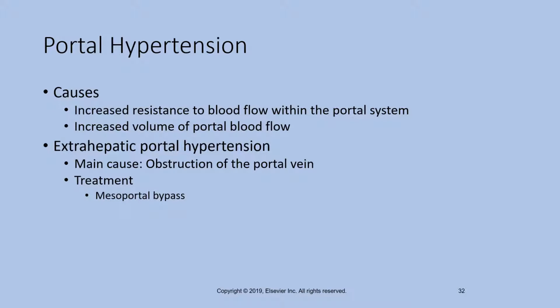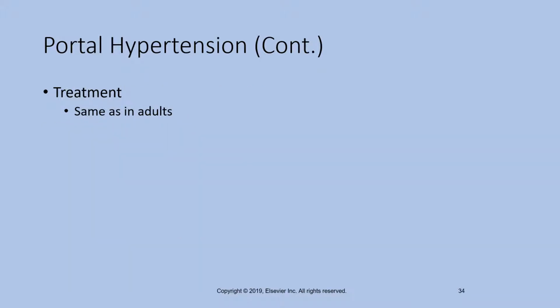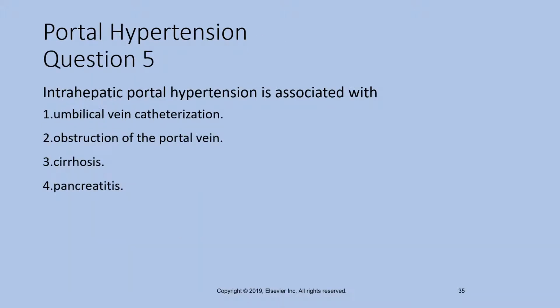Portal hypertension causes increased resistance of blood flow within the portal system and increased volume of portal blood flow. So you have extrahepatic portal hypertension, where the main cause is obstruction of the portal vein, and you can do a mesoportal bypass. Intrahepatic portal hypertension, the most common cause, is cirrhosis or congenital hepatic fibrosis, and so you have splenomegaly, gastrointestinal bleeding, ascites, hepatopulmonary syndrome, hepatorenal syndrome, and hepatic encephalopathy. Treatment is the same as adults.